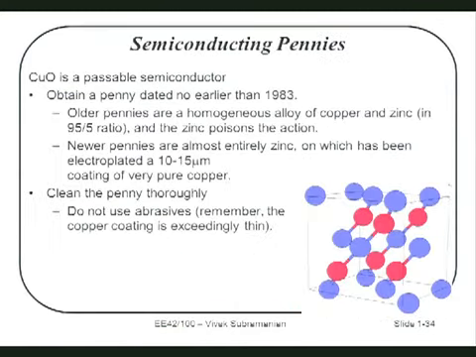Now we're getting to the cool stuff to mess with your landlord. You can make your own semiconducting diodes in your apartments. Here's what you do. You take a penny, but it has to be a penny that's after 1983. The reason for that is actually kind of interesting.